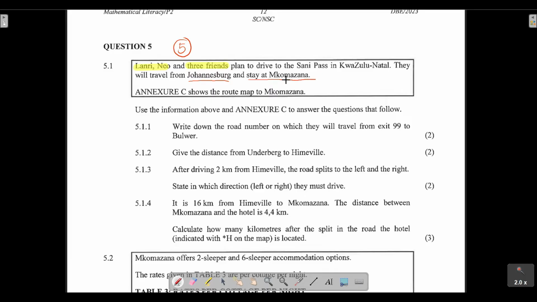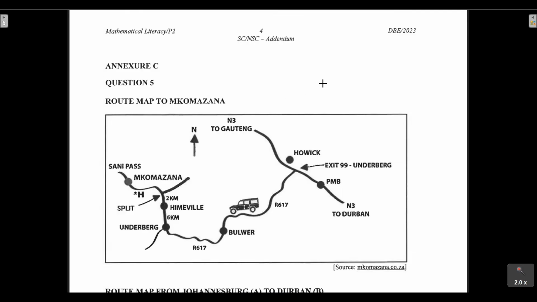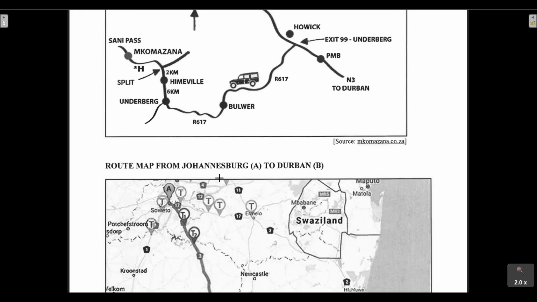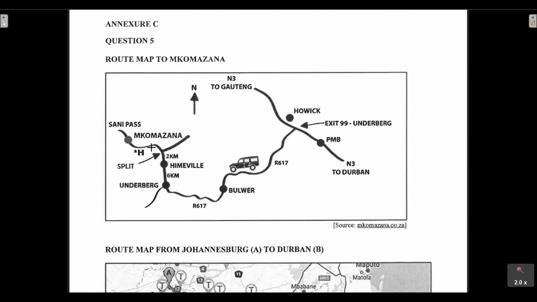Nkomazana, all right? Okay, so let's have a look at an extra C and see what is given to us there. We can see that with an extra C, we are given the route map to Nkomazana. We are given the first one here, which shows a zoomed in view of the road that they're going to be on and the different towns that they're going to pass as they travel from Gauteng to Durban, okay?